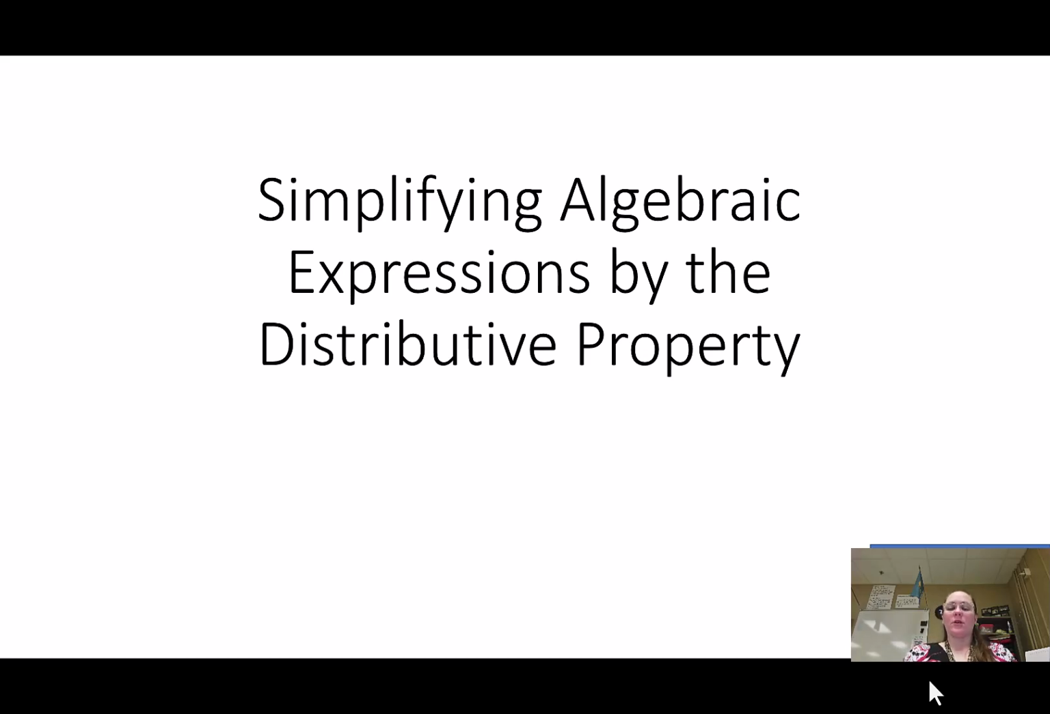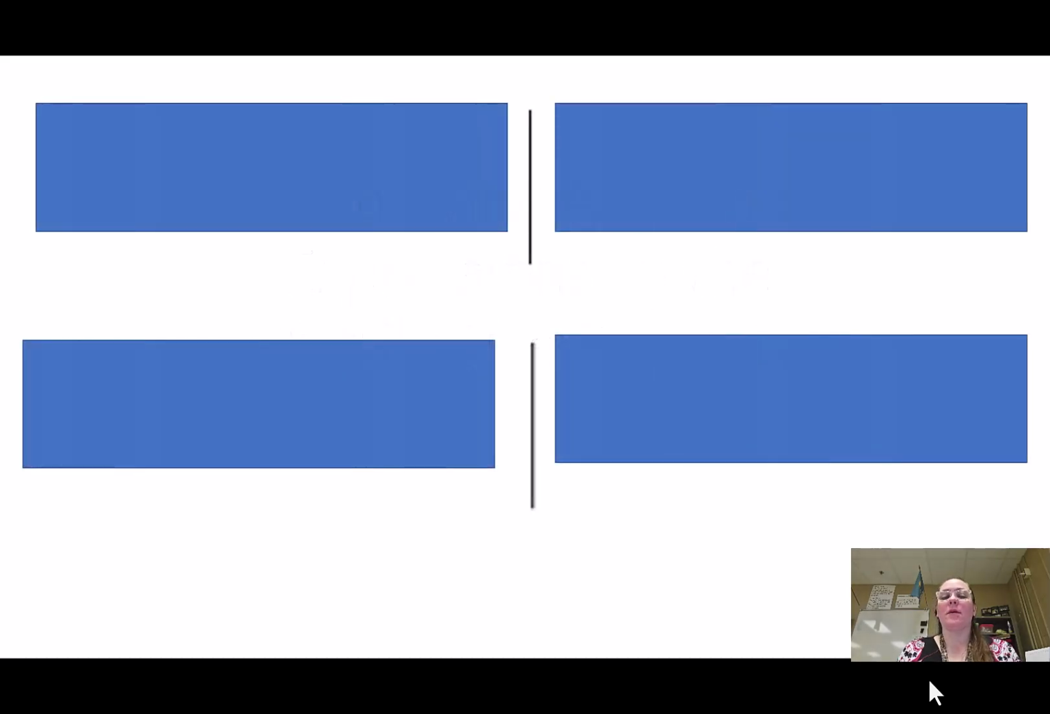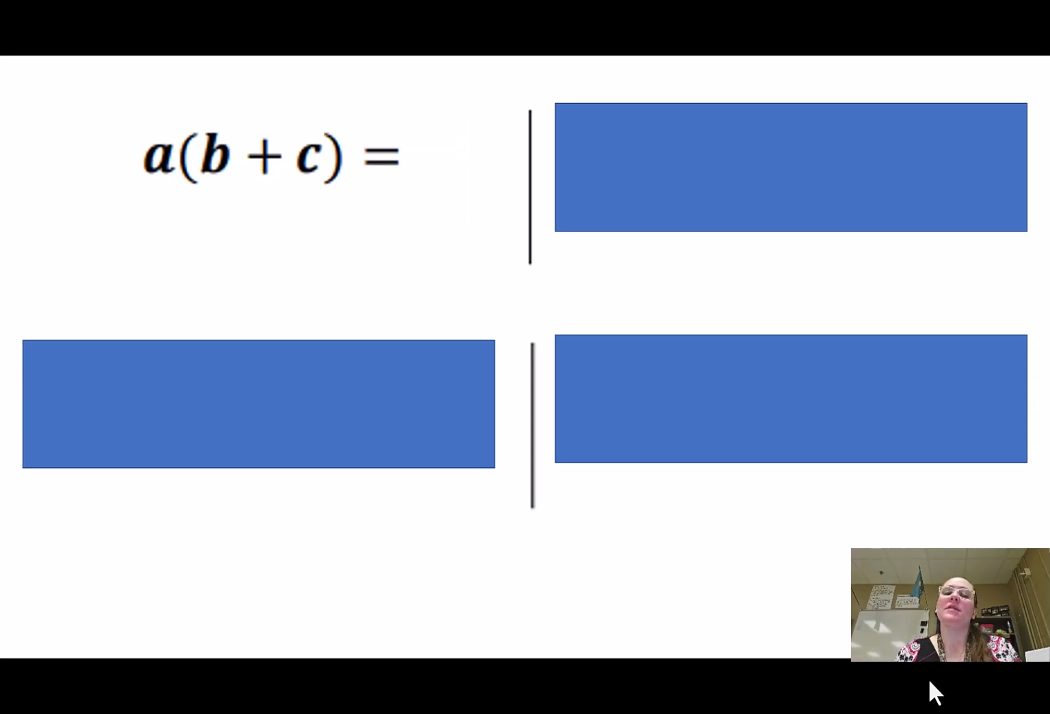Simplifying algebraic expressions by using the distributive property. So first off, let's talk about what the distributive property means, okay? This means when I have A times (B plus C), well, the A is multiplying to B, and A is multiplying to C.